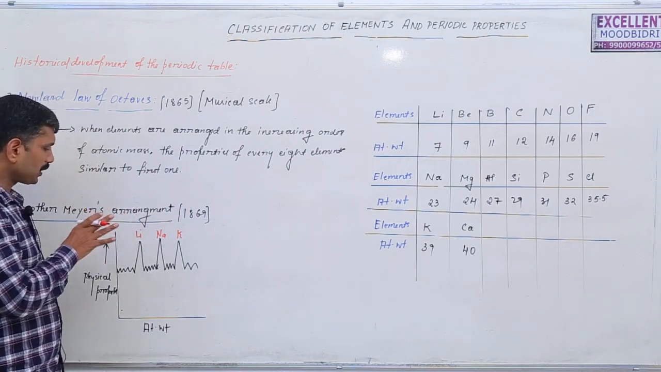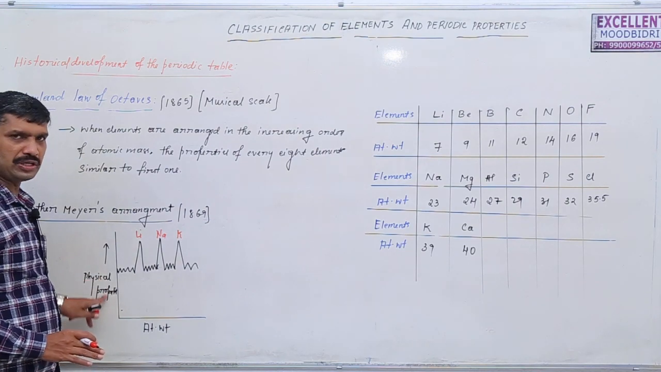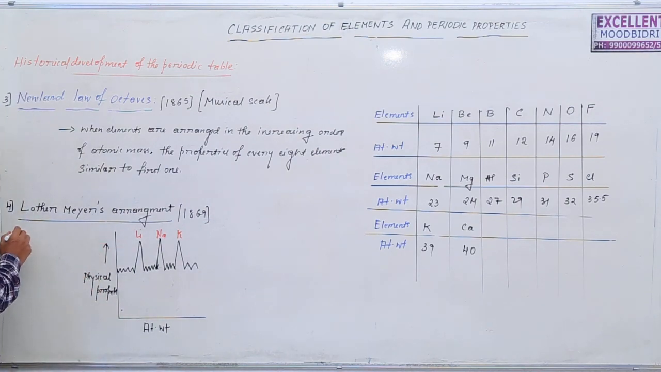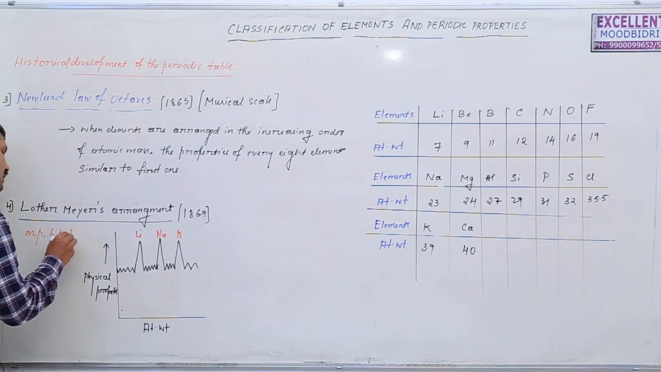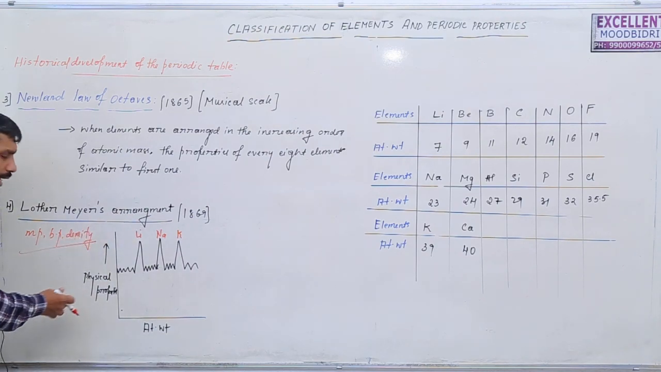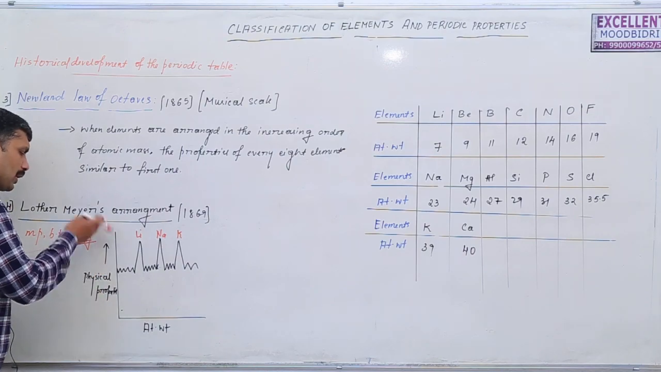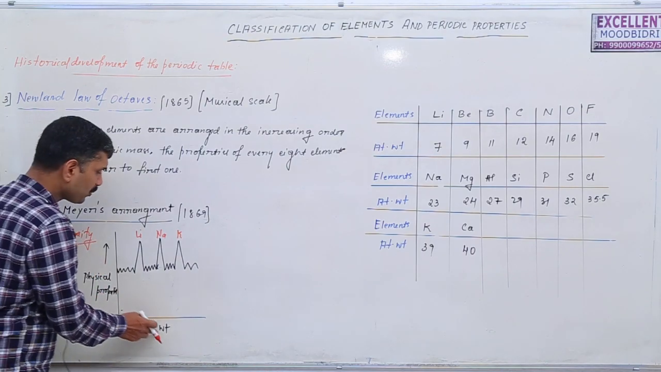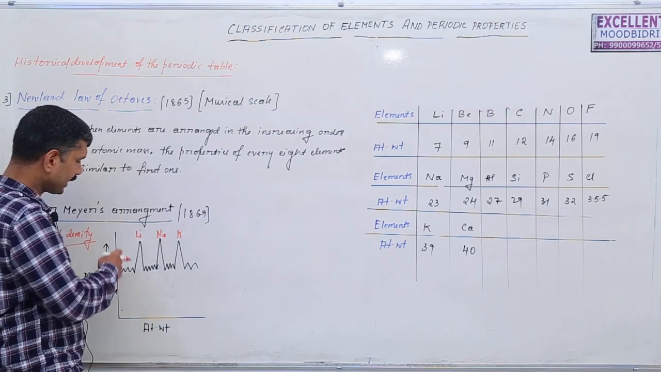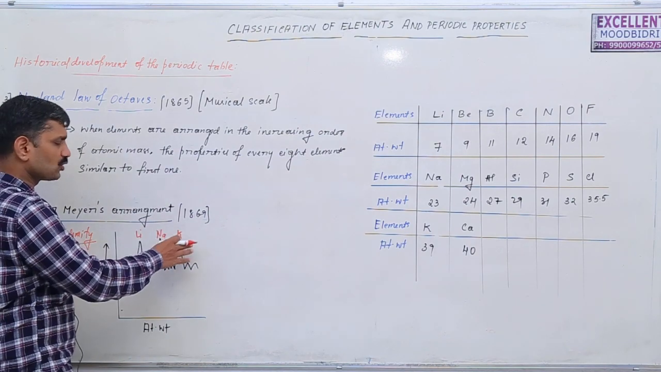Actually, the main importance here is that he drew the graph of the physical properties of the elements. A physical property includes melting point, boiling point, density, etc. He took these properties of the elements and drew the graph by taking the physical property along the y-axis and the atomic weight of the elements along the x-axis. Then you get a peak. Suppose you consider any physical property, like melting point, this peak is obtained.